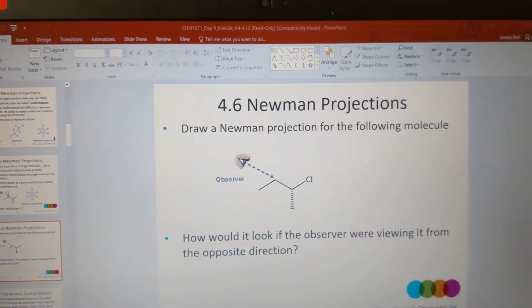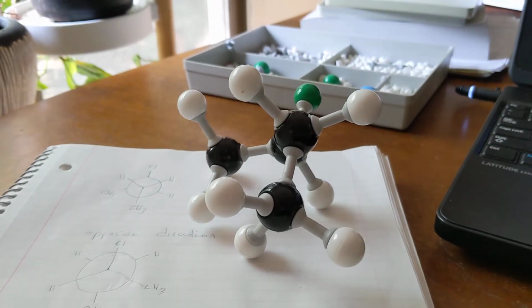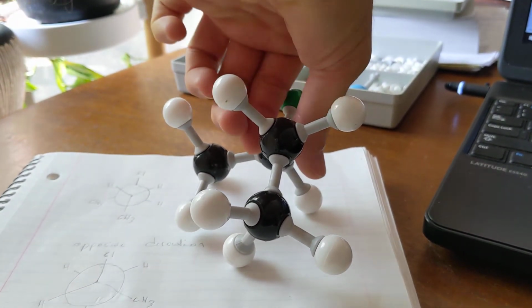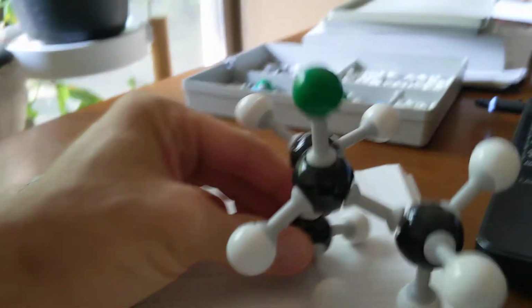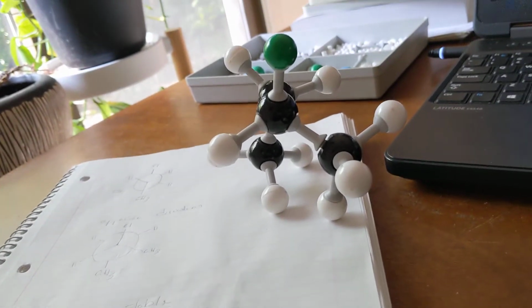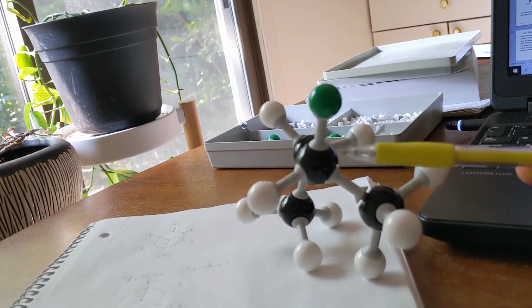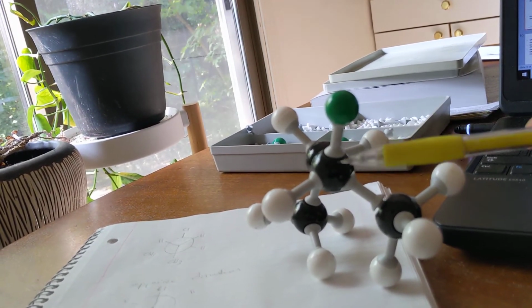So if I want to view my molecule from that direction, I've either got to rotate myself around in space, or I could rotate the molecule. So I want to look in the opposite direction. So I'm just going to rotate this 180 degrees, and now I'm looking down the carbon 3, carbon 2 axis, right? So this is carbon 3 in the front, and carbon 2 is back here. The chlorine is still on carbon 3.